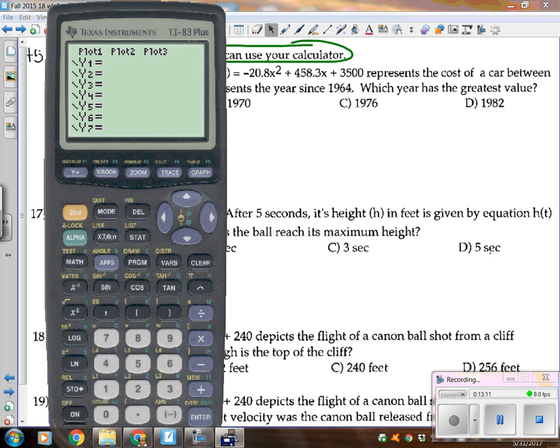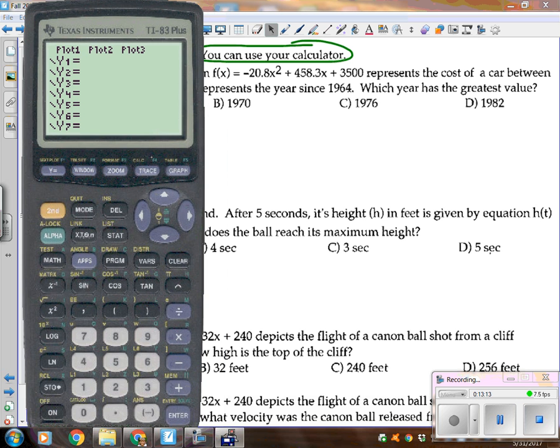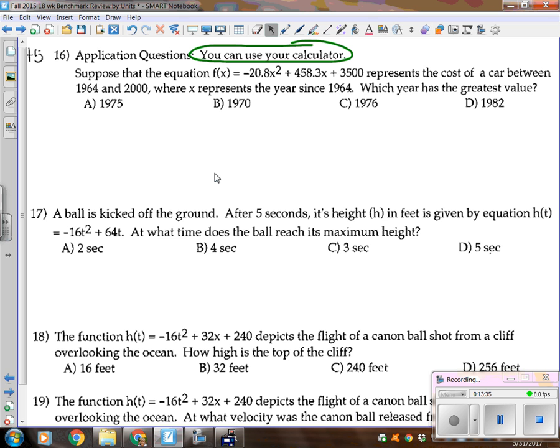All right, first thing we're going to do is type this equation in our calculator. Negative 20.8 x squared, here's the shortcut key for x, it's up here next to the alpha, square, plus 458.3x plus 3,500. Make sure you double check that you have it typed in correctly. Now, my question says, suppose that equation represents the cost of a car between 1964 and 2000. X represents the years since 1964, so I'm going to keep that in mind. Which year has it had the greatest value? So I'm focused on the greatest value.